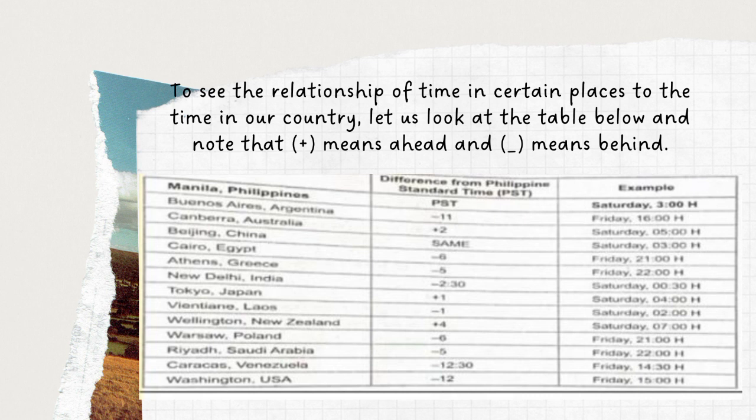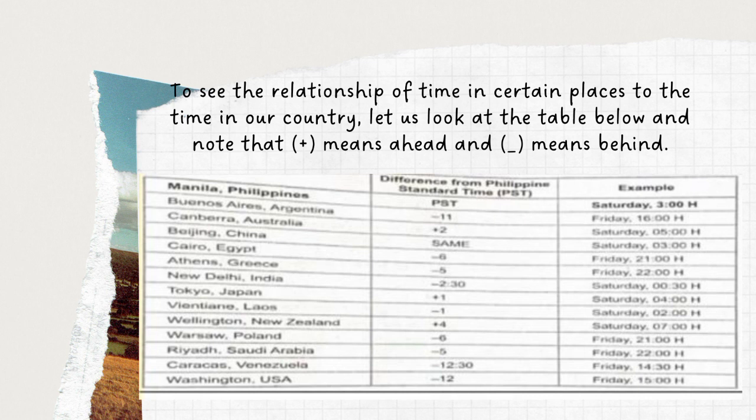So, let's take a look at the time of the Philippines. We see here the difference from Philippine Standard Time or PST. So, our time is Saturday, 3:00. When we compare it to Buenos Aires, Argentina, we are ahead by 11 hours. Next is Canberra, Australia. Australia is ahead of us by 2 hours. Then, Beijing, China is the same. We have the same standard time.